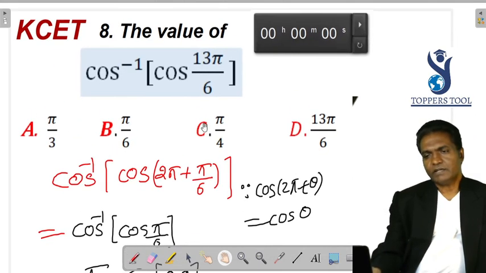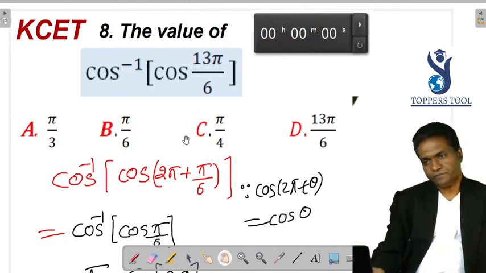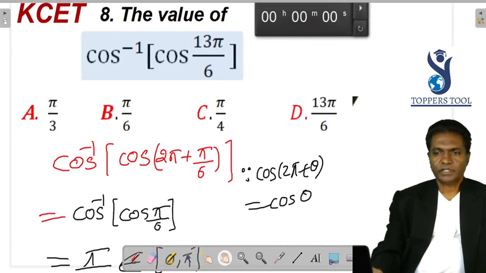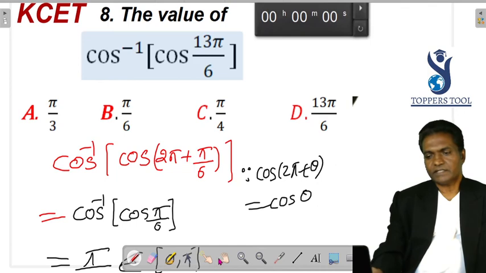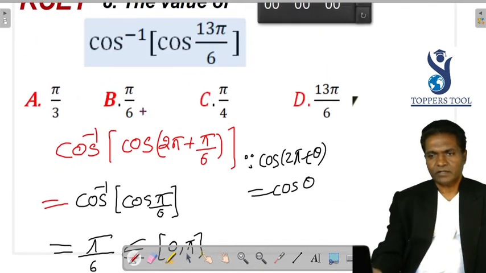Here you can't write 13 pi by 6 immediately because 13 pi by 6 does not belong to the principal branch, because it is more than 2 pi. So your result is pi by 6. So this is the correct answer, B.